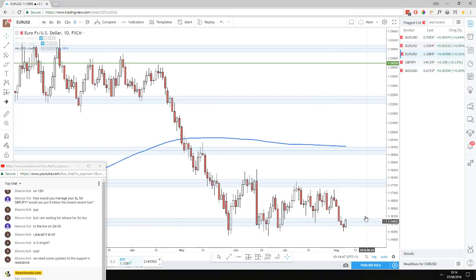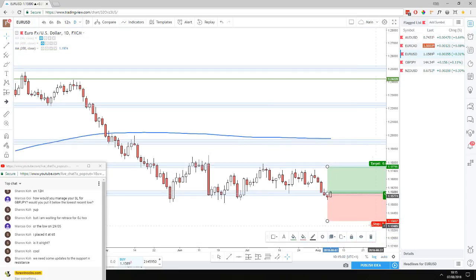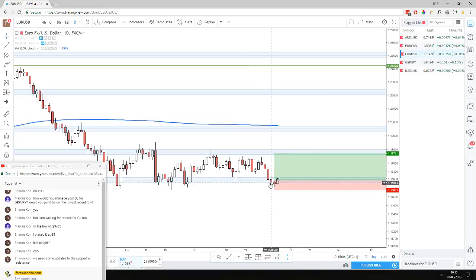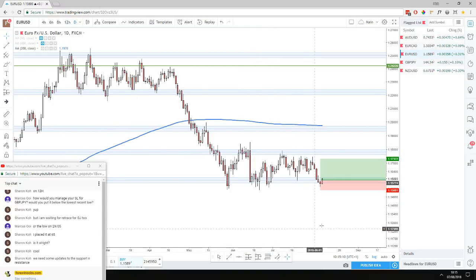EURUSD, long trade that's already triggered. Maybe you can enter on a retrace, something like that. Good potential setup here, guys, if you're entering on a retrace, of course. Yeah, something like this, roughly.